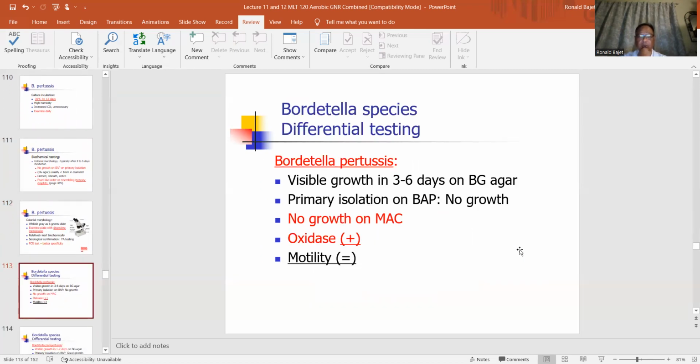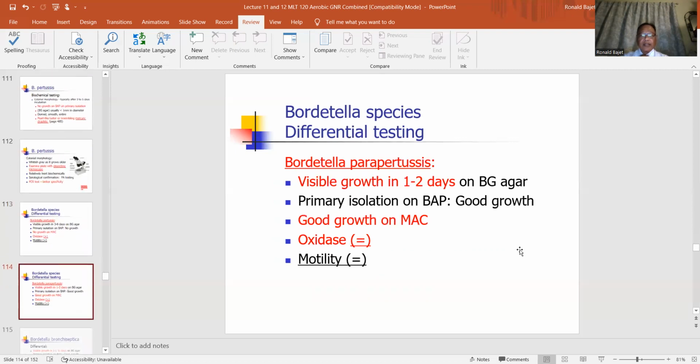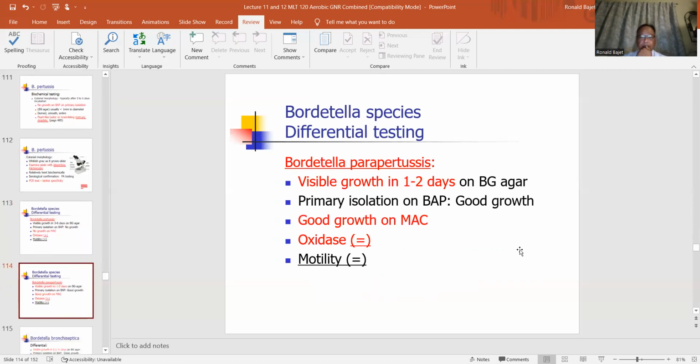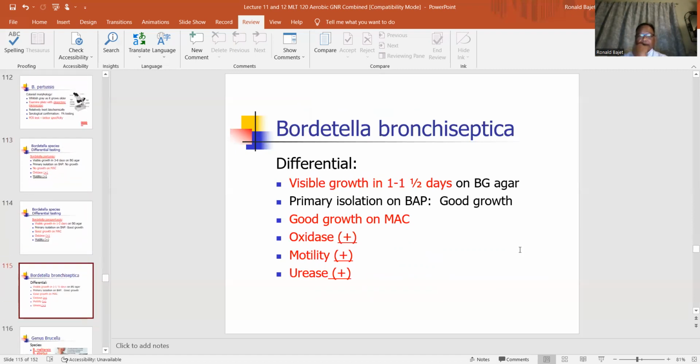Bordetella pertussis will not grow on MacConkey. It's oxidase positive, so it won't grow on blood, and it won't grow on MacConkey. That's why if you know you have whooping cough, you need to have the BG agar on hand. So it's oxidase positive, motility negative. Bordetella parapertussis grows a little faster, with visible growth in 1 to 2 days. This one will grow on MacConkey, and it's oxidase negative.